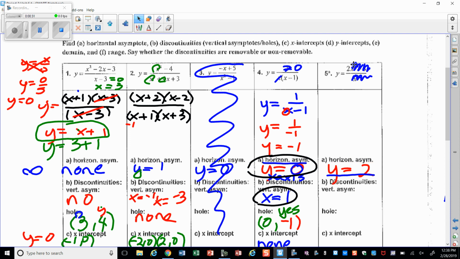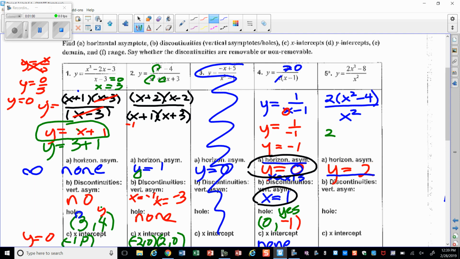Then if I want to know the discontinuities, where there's a hole or a vertical asymptote, you need to factor. So I'm going to look at this right here. They both have a factor of 2, so I'm going to factor that out, and then I have 2 times x squared minus 4 over x squared. Now the x squared minus 4, I can factor again, and so I get 2 times x plus 2 times x minus 2, and then that's over x squared.